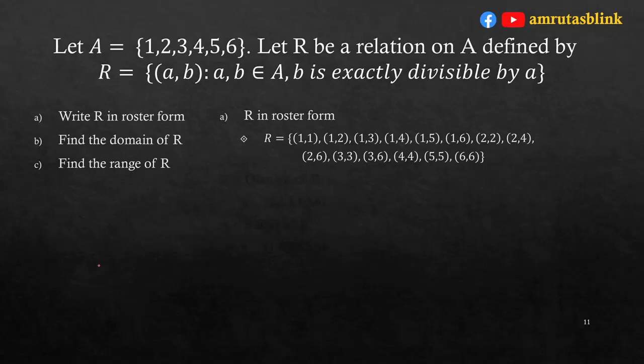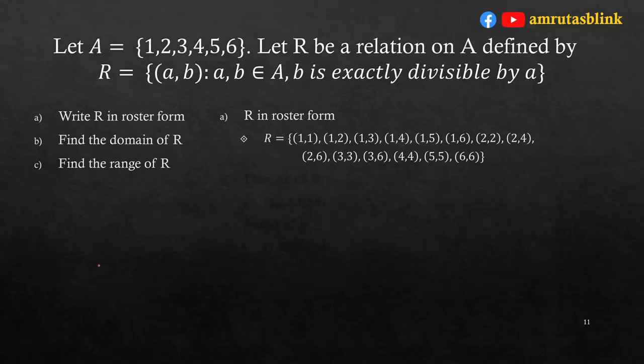Now for 3, we can have (3, 3) and (3, 6). Now for 4, we can have just one pair, as in (4, 4). For 5 and 6 also only one pair, that is (5, 5) and (6, 6). So ultimately our relation R will contain elements as (1, 1), (1, 2), (1, 3), (1, 4), (1, 5), (1, 6), (2, 2), (2, 4), (2, 6). After that (3, 3), (3, 6) and (4, 4), (5, 5) and (6, 6).